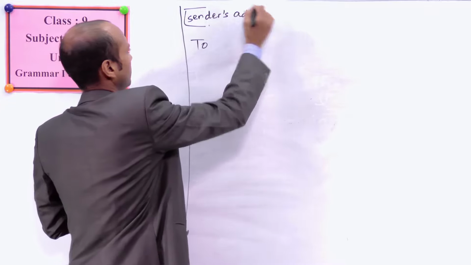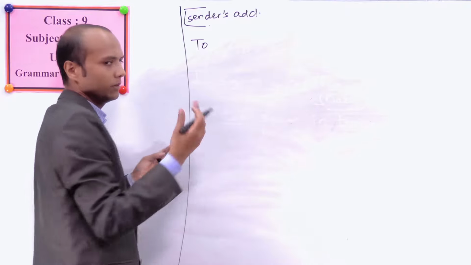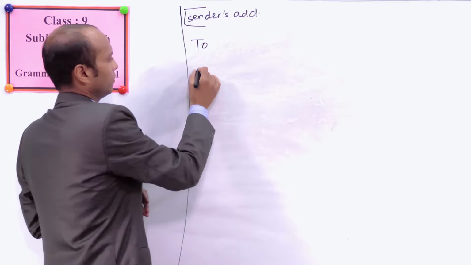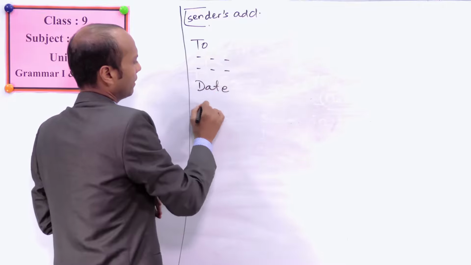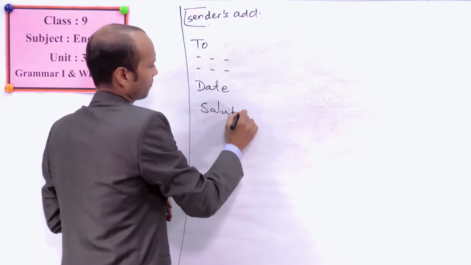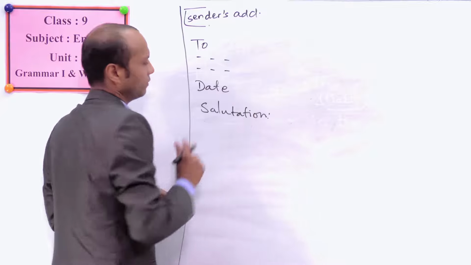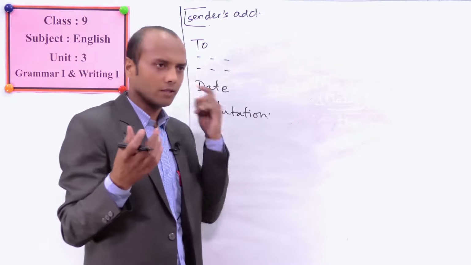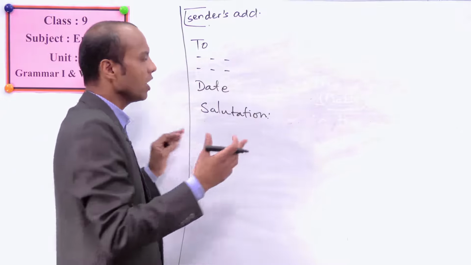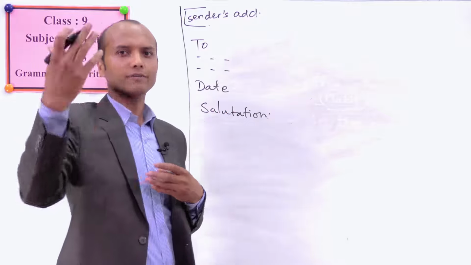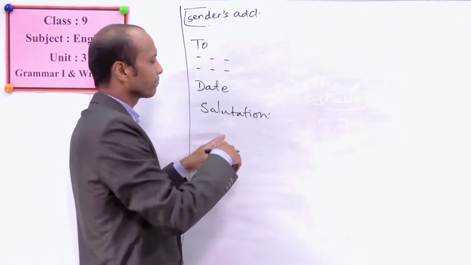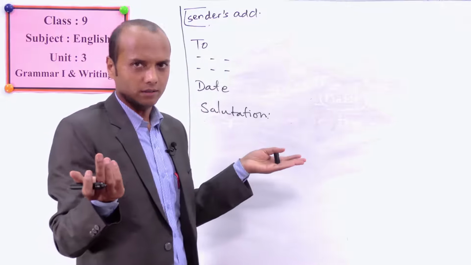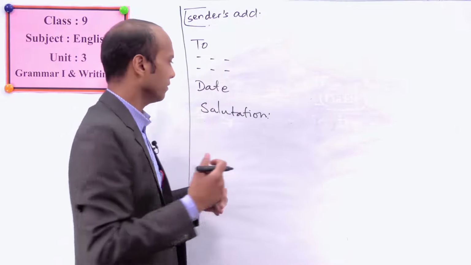Sender's address, then the receiver, for example, followed by the date. Got it? And there is the salutation. Here you have to choose what sort of letter you are writing. Suppose you are writing a letter to your friend. You have to use a different salutation than when you are writing to your principal or school administration, something like that.